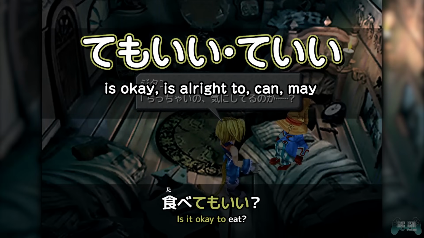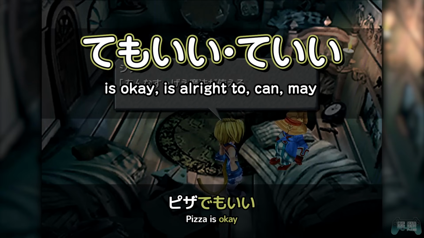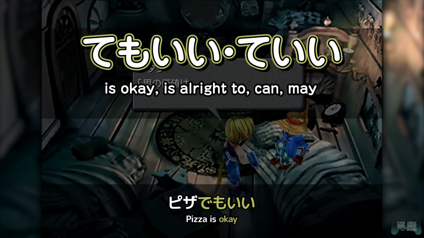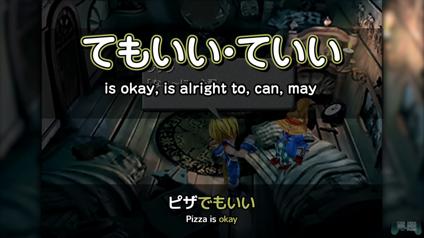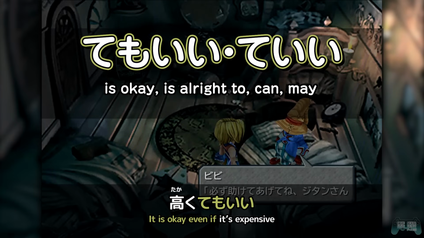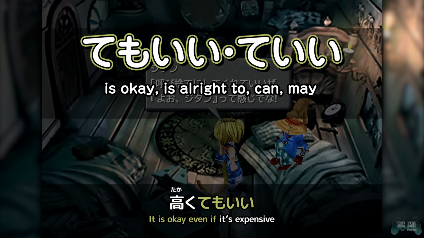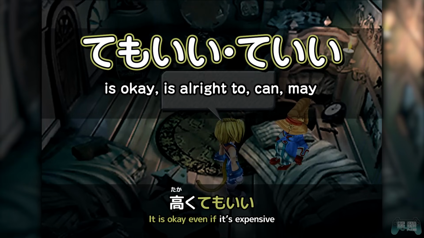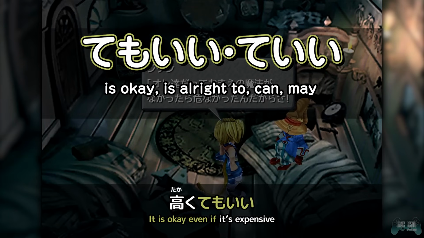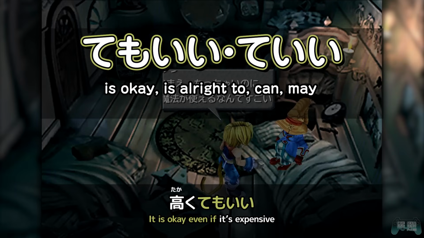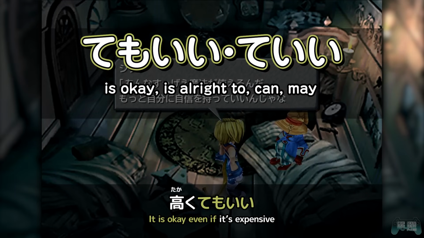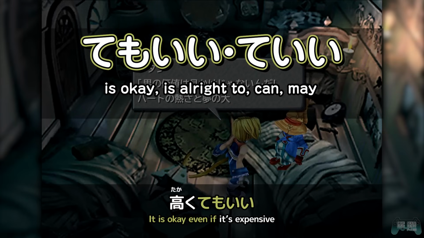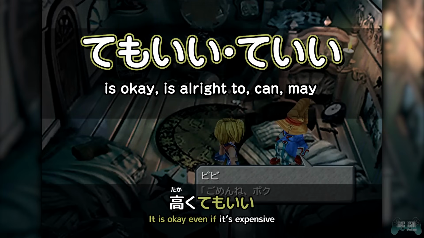Or with nouns, you add demo ii. Like in what do you want to eat? Pizza is okay, pizza demo ii. So you turn the temo into demo for nouns. And with adjectives, the same conjugation rules apply as we've seen many times before. I adjectives drop the last I and replace with kute, and then na adjectives function exactly the same as nouns. So for example, takai for expensive. If you wanted to say it's okay even if it's expensive, maybe you're going shopping, you don't care about the price, you would say takakute mo ii. Even if it's expensive, it's okay.